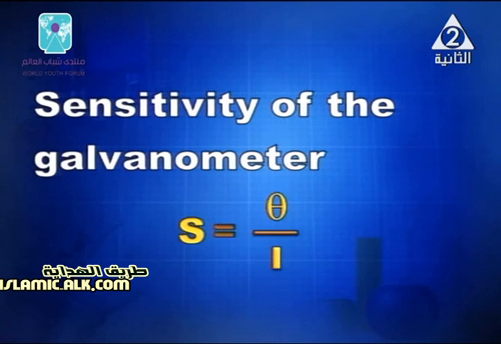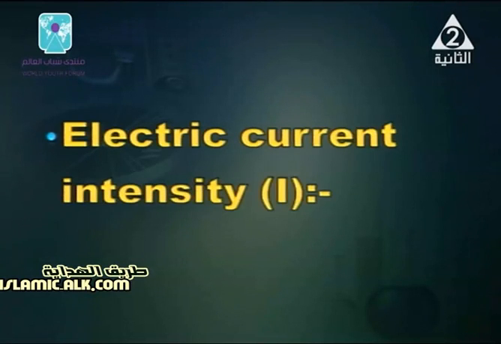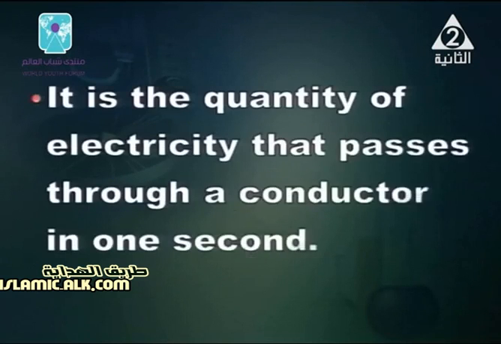Another type of questions: define. We want you to define the electric current intensity, and it's all easy for you. It is just a recalling. What about the electric current intensity? It is the quantity of electricity that passes through a conductor in 1 second.